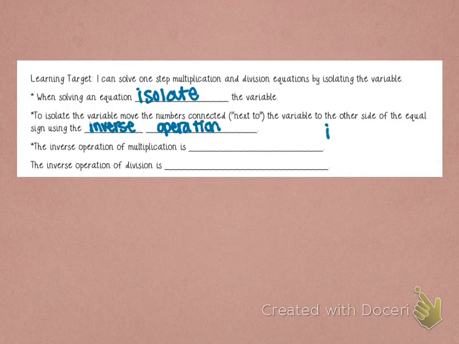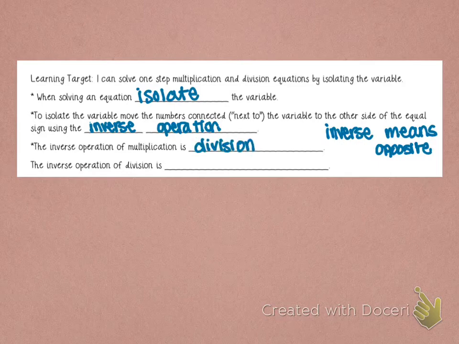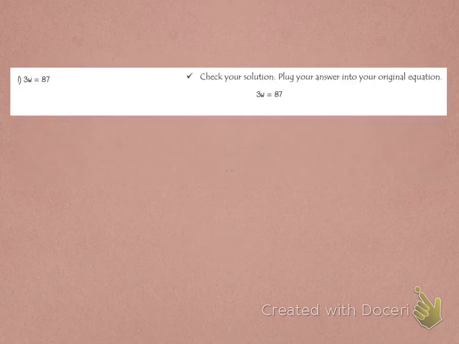Remember that inverse means opposite. Therefore, the inverse operation of multiplication is division, and the inverse operation of division is multiplication. So let's practice. Remember, our first step is going to be to draw a line through the equal sign.